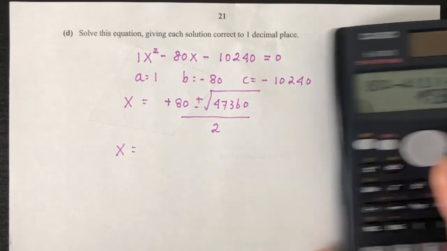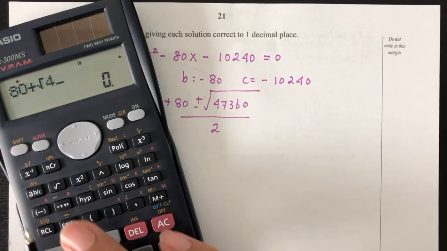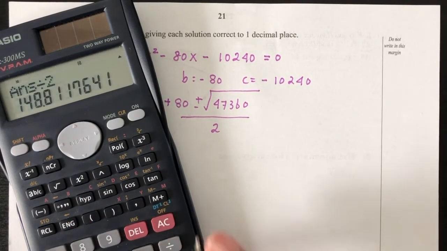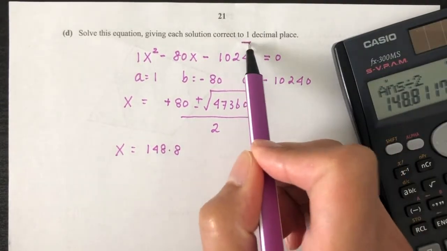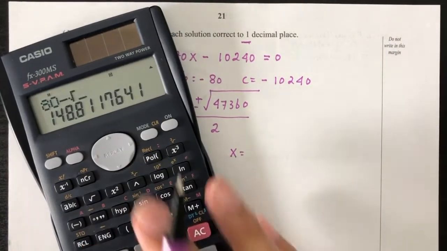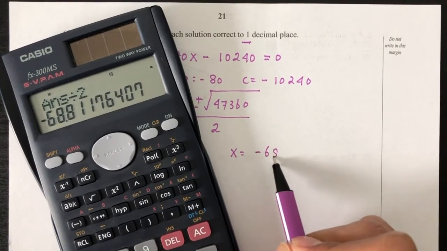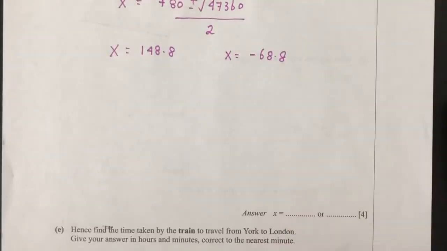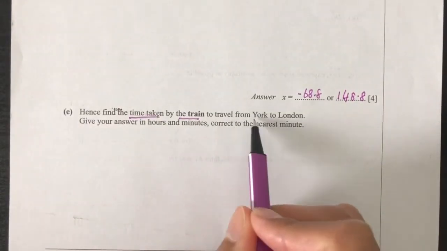Now let's find the two values of x. The first one will be the positive value, 80 plus root of 47,360 divided by 2, that is 148.8, correct to one decimal place. Now the other one will be 80 minus root of 47,360 divided by 2, that will be minus 68.8. So the two values of x are minus 68.8 and 148.8.